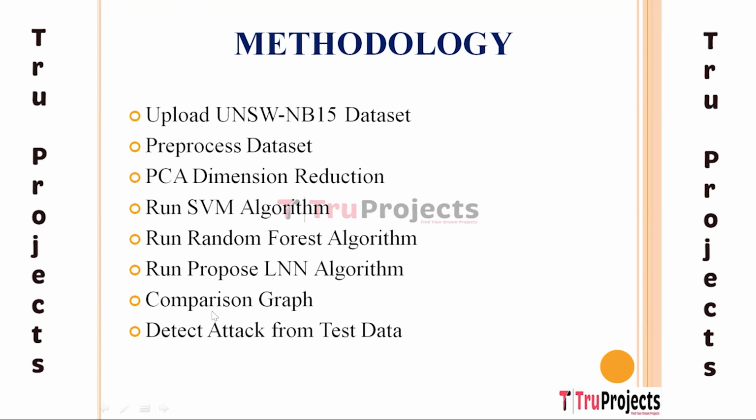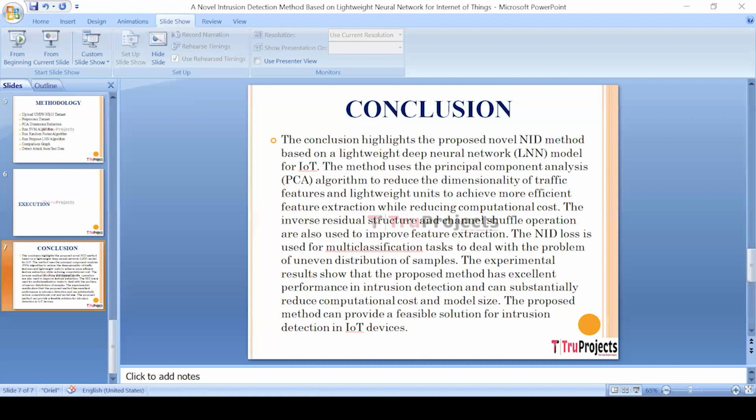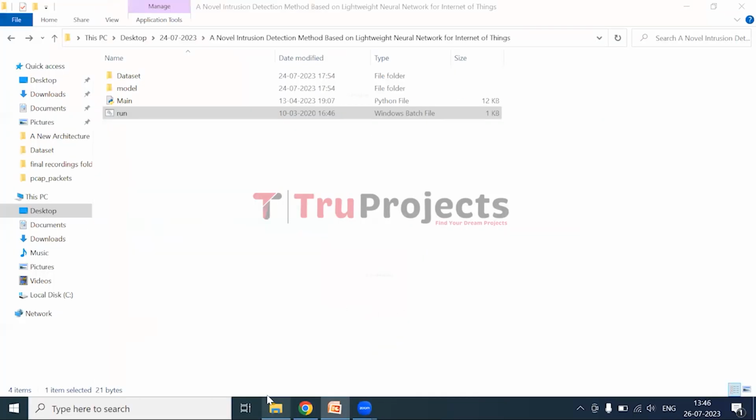And the seventh module is comparison graph. Using this module, we will plot a comparison graph between all algorithms. And the eighth module is detect attack from test data. Using this module, we will upload test data, and then the LNN algorithm will predict whether the test data is normal or contains an attack.